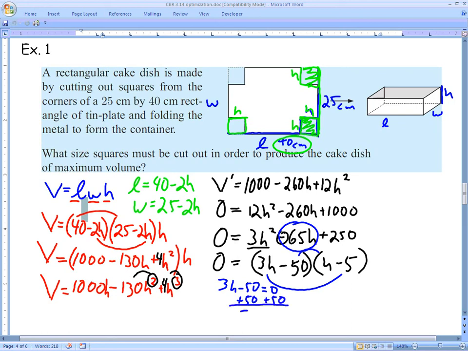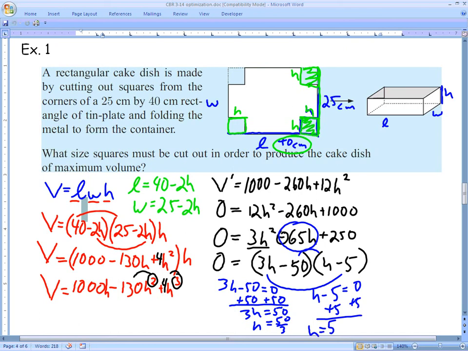I get 3h equals 50, or h equals 50 over 3. And then on the other side, a little bit simpler, I just have h minus 5 equals 0. Add 5 to both sides. So h equals 5. Sorry, my equals didn't line up there.